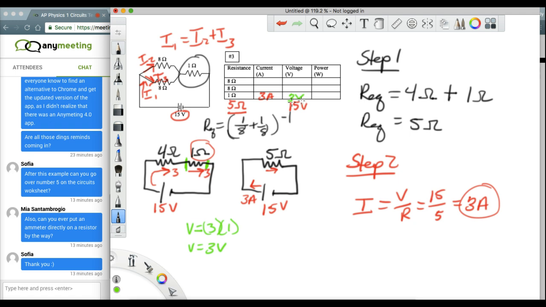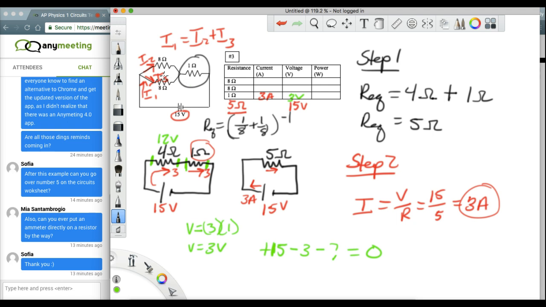Now I know my total voltage is 15, and I know that the voltage has to be totally used up when it goes through the circuit. So if I have a rise of 15 and I have a drop of 3, and then I'm going to have another drop, all of that must equal 0. So I can figure out that 15 minus 3 is 12, so my other drop must be 12 volts. So the voltage drop, or the potential difference across this resistor, would be 12 volts.